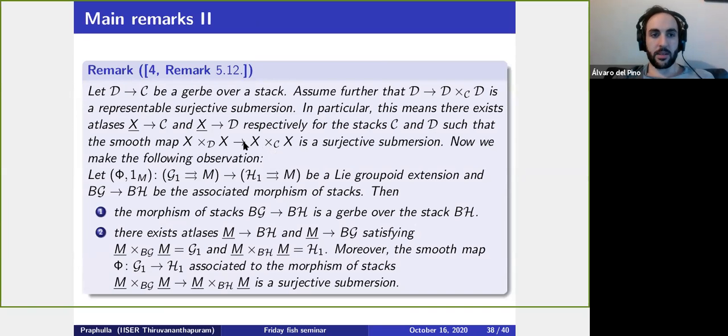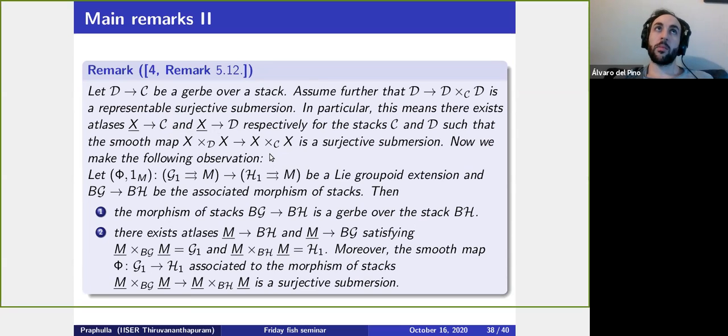Yes. So one thing I want to say before I stop is, though we assumed that the diagonal map is representable surjective submersion, we didn't use the full generality. We only used that there exists a set of classes for D and C with some compatibility, which is of course true for Lie group extension. So maybe if we consider a more restricted version of gerbe stack, say a G-gerbe stack, then maybe this condition might not be necessary.